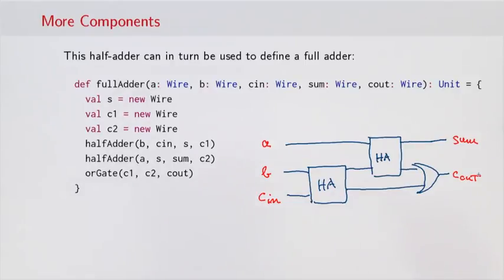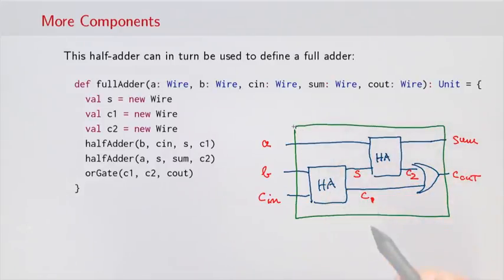Let's name the internal wires. So we would have the internal sum of the first half adder and the 2 carries, call them C1 and C2. So that would give us a full adder of 1 bit.